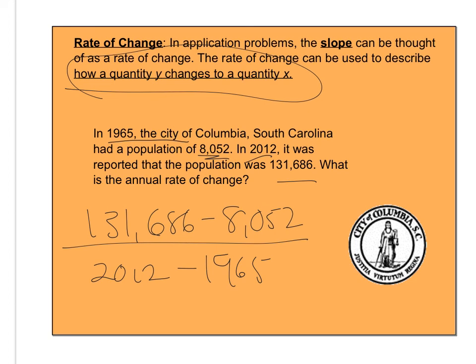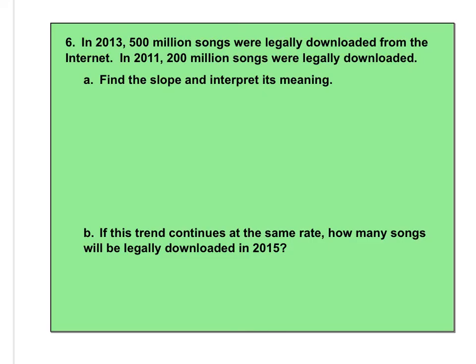So a little calculator work. So you're looking at approximately 2630.51. So about 2,630 people per year were moving into Columbia, South Carolina.